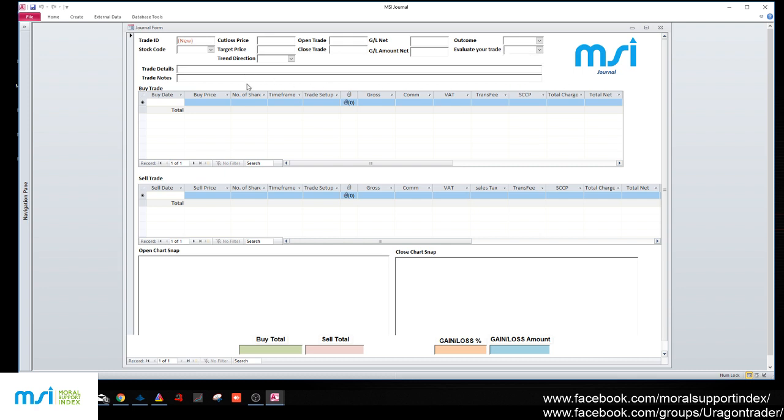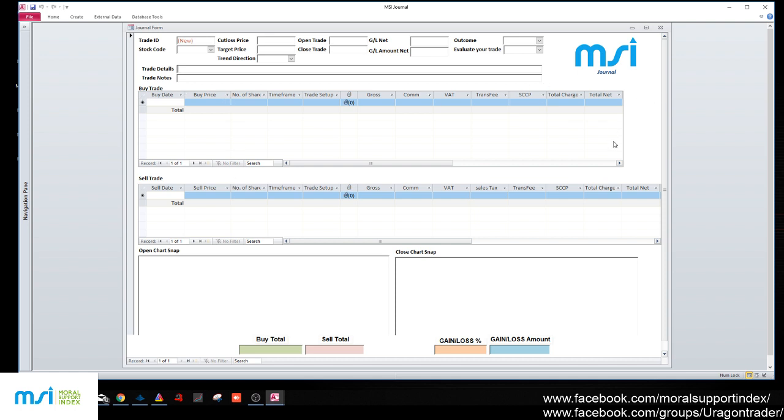Pwede rin kayo magdagdag ng trade details kung gusto nyong like note fields. You have two note fields, trade notes and then trade details. Pwede kayo maglagay dyan ng mga data kung anong gusto nyong ilagay to remind you of how the trade went.